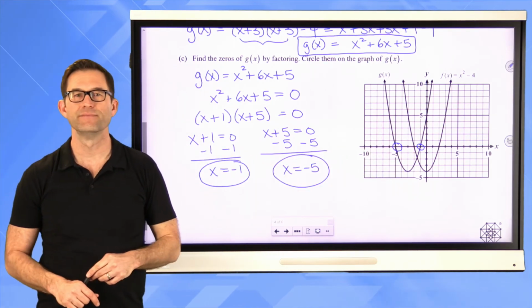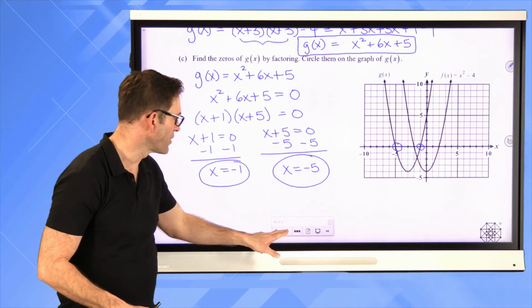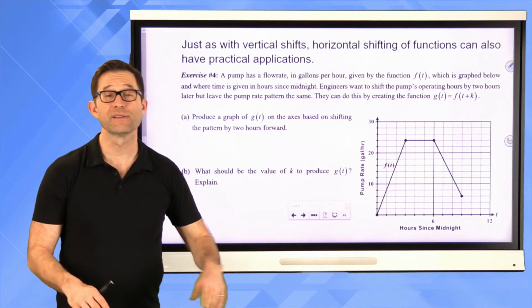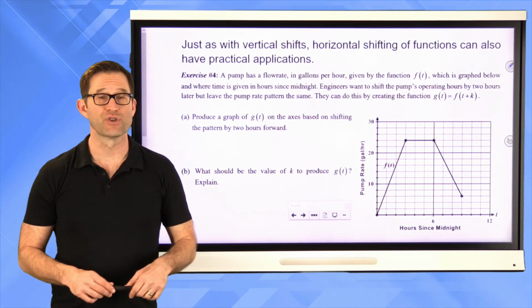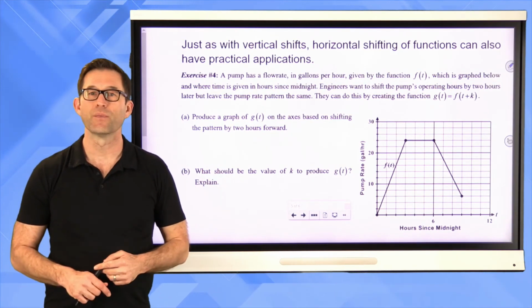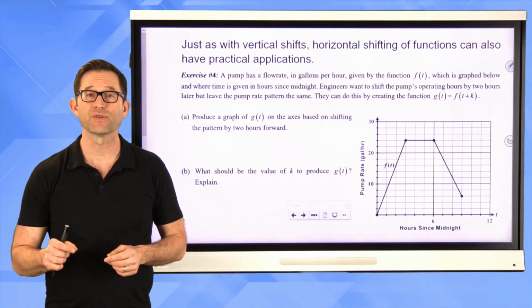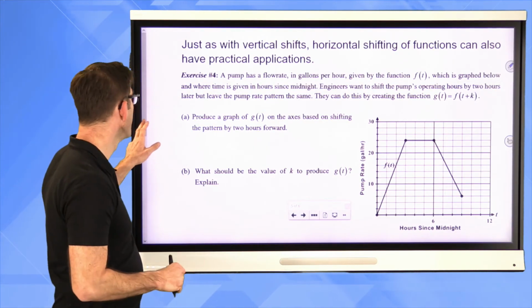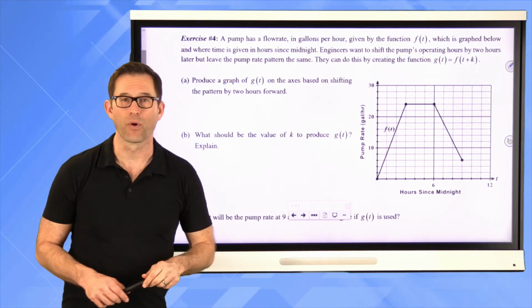All right. Let's do one more problem with horizontal shifting. In our next lesson, we're going to combine both horizontal and vertical shifting, so we'll certainly get more use for this. But just as with vertical shifts, horizontal shifting of functions can also have practical applications. Let's take a look. Exercise number 4.